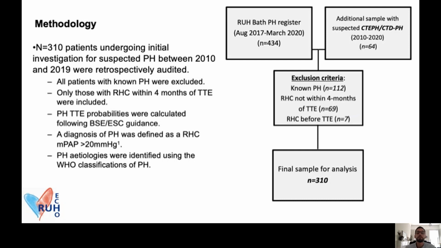Any TTE measurements used in the TTE PH probability algorithm that were missing were retrospectively remeasured with the PH status blinded. A diagnosis of PH was defined as a right heart catheter mean pulmonary artery pressure greater than 20 millimeters of mercury. PH etiologies were identified using the WHO classifications of PH.